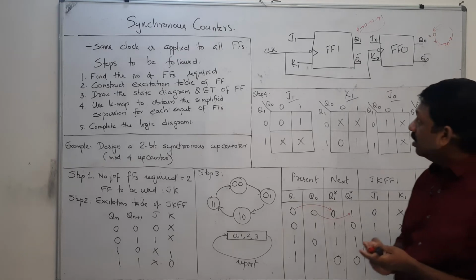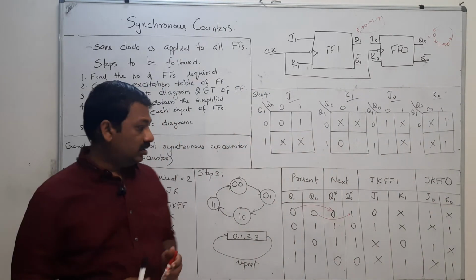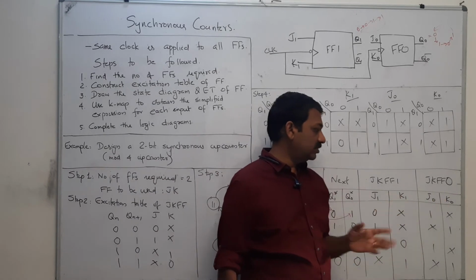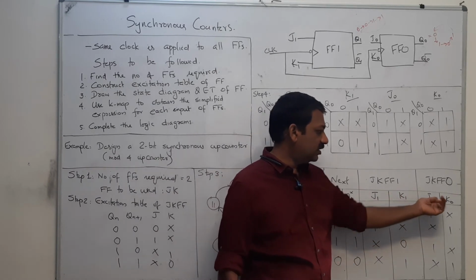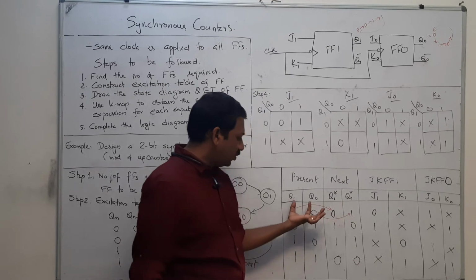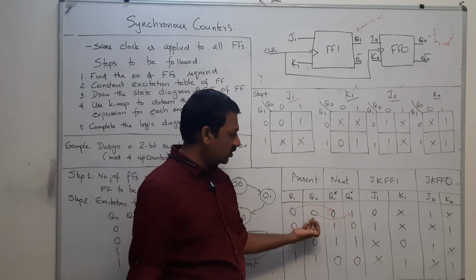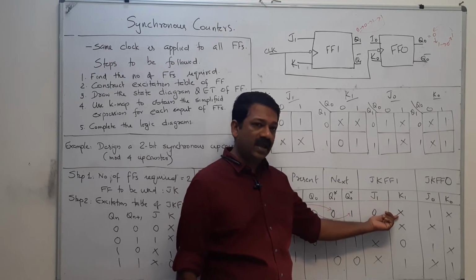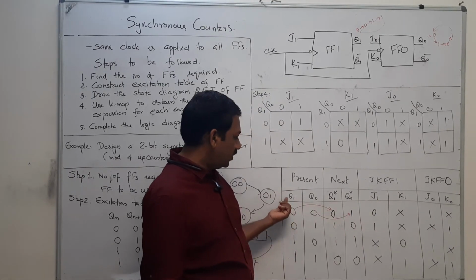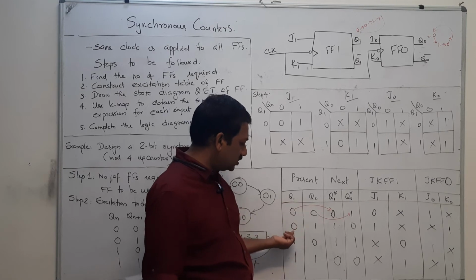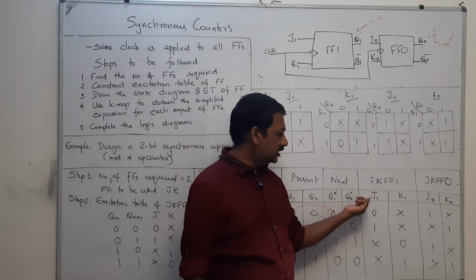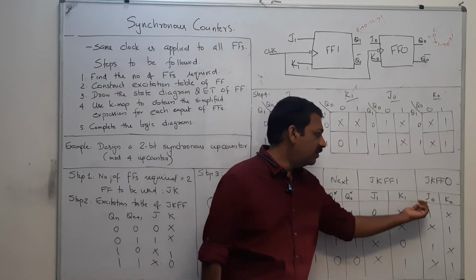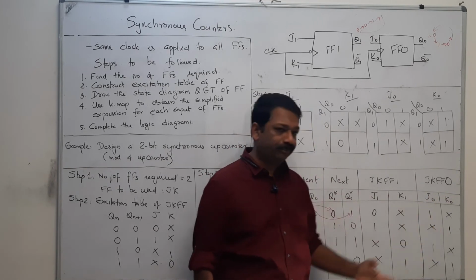Now you have the truth table for J1, K1, J0 and K0. Now, if Q1 and Q0 are 0 and 0, the value of J1 should be 0 and K1 should be x. Now, if the values of Q1 and Q0 are 0 and 1, the values of J1 and K1 should be this, and the values of J0 and K0 should be this.